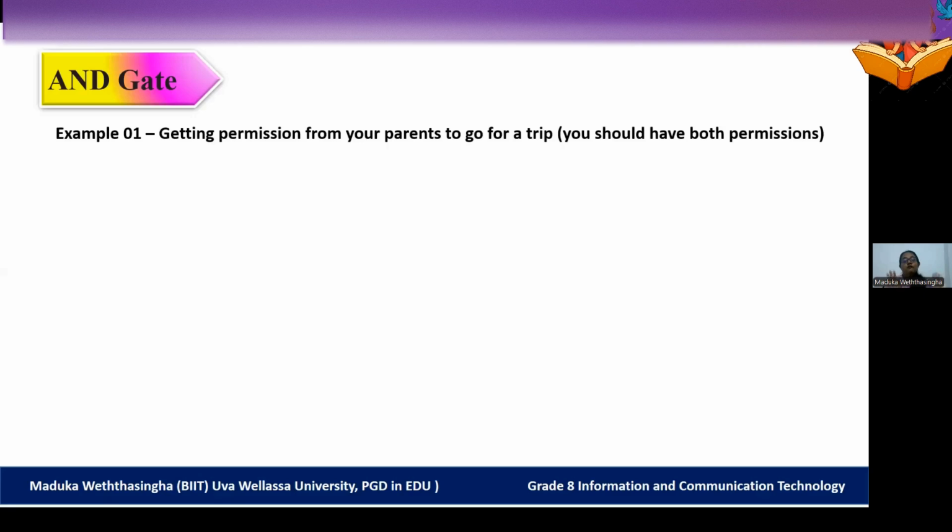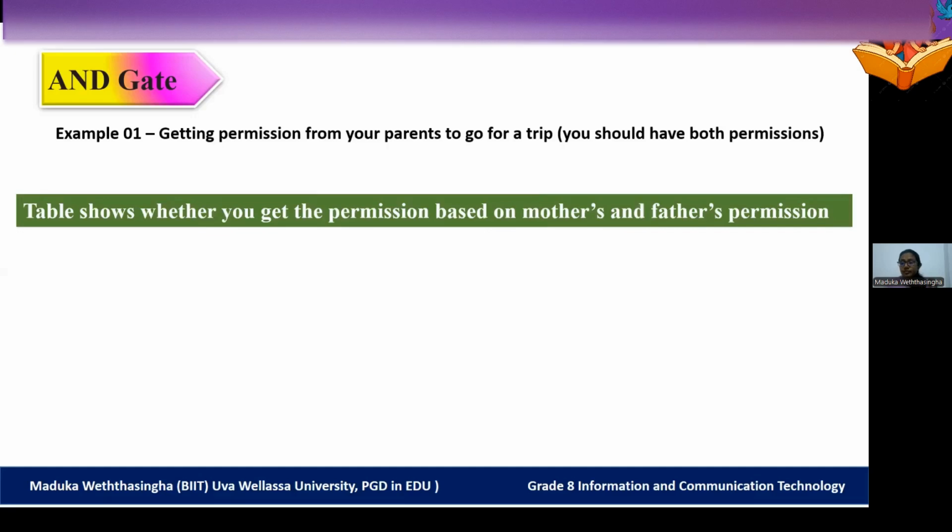So there may be 4 situations, right? Sometimes your mother will give permission, but your father will not give the permission. Again, father will give the permission, but mother will not give the permission. Third situation, mother gives the permission and also father will give the permission. Fourth situation, both mother and father will not give the permission to go for a trip. Right?